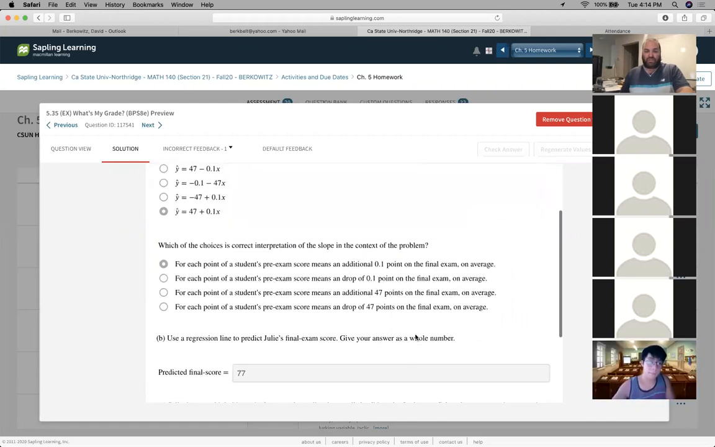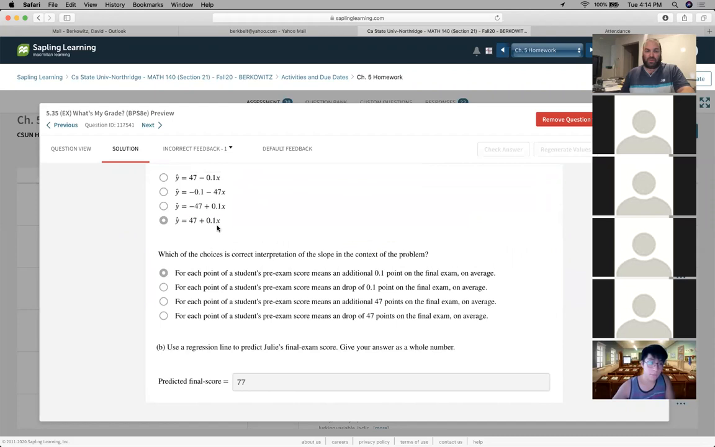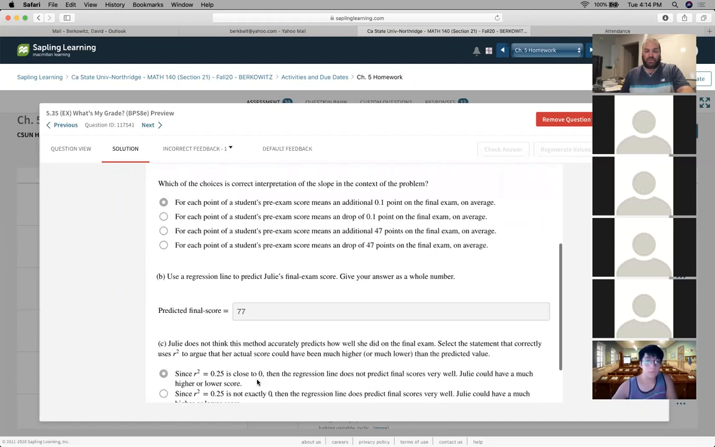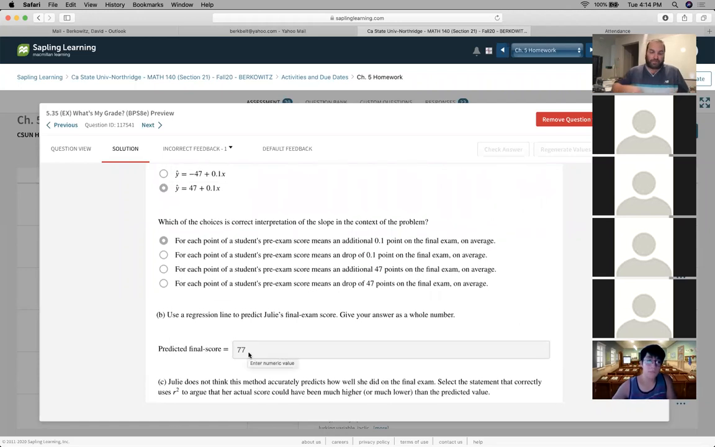And then use the regression line to predict your final score. Then you just plug in 300. 300 times 0.1 is 30. 30 plus 47 is 77. So if my prediction is correct, you will get a 77.